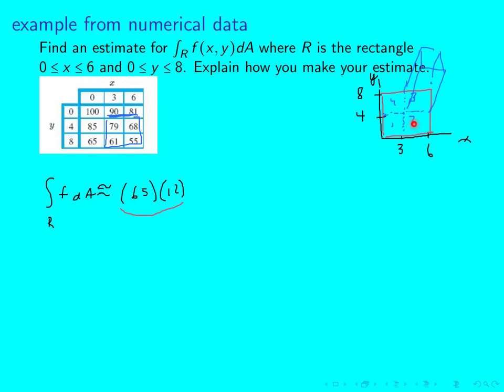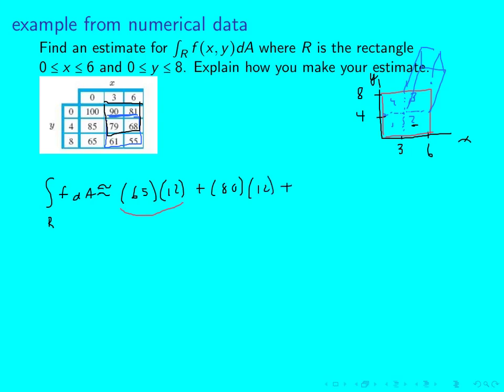Let's go down to this base down here. That goes from x equals 3 to x equals 6, and y equals 0 to y equals 4. I'm going to pick a value that's somewhere in the middle. I'm going to pick a height of 80. 80 is between the two middle numbers. Now the area of the base is exactly the same as the first rectangular bar. Its area is 12.